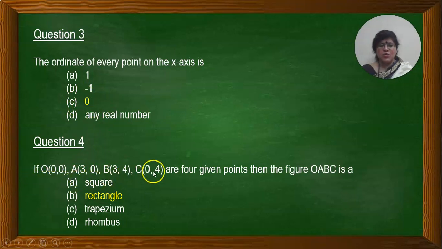Now these are the coordinates of various points. There are 4 given points. Then this figure OABC is, which is correct from this? A rectangle. Why would it be a rectangle? When I say 0, 0 it is the origin. 3, 0. So if you plot 3, 0, it lies on the x-axis. 3, 4 lies in the first quadrant. 0, 4 lies on the y-axis. And if you join them, what you get will be a rectangle.